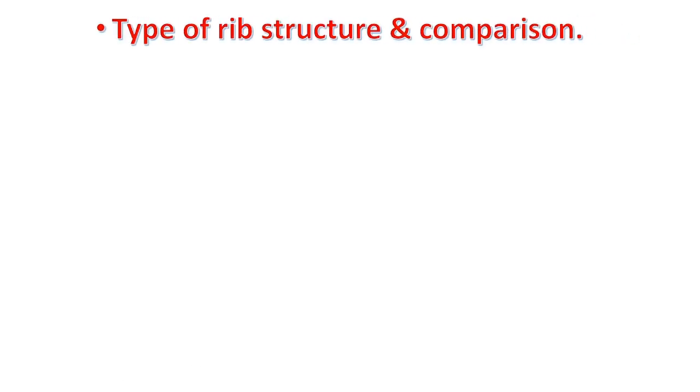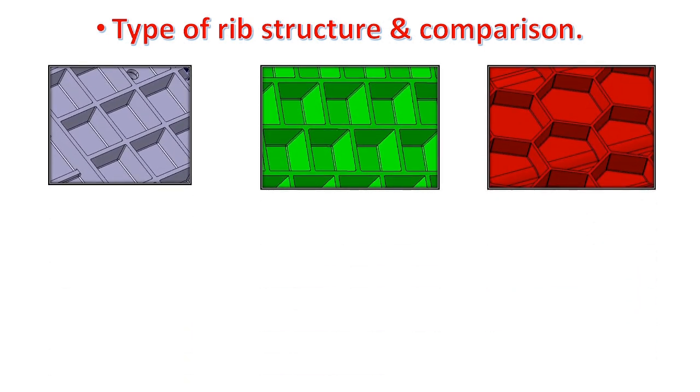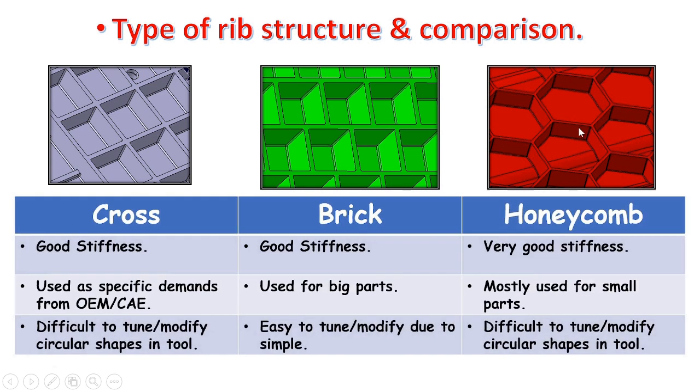Types of rib structure and comparison. How many types of ribs are used in plastic design? There are generally three types of rib used in plastic design. First is the cross structure, second is the brick structure, and third is the honeycomb structure. The basic difference between the three rib structures: cross is stiff, and honeycomb has very good stiffness.